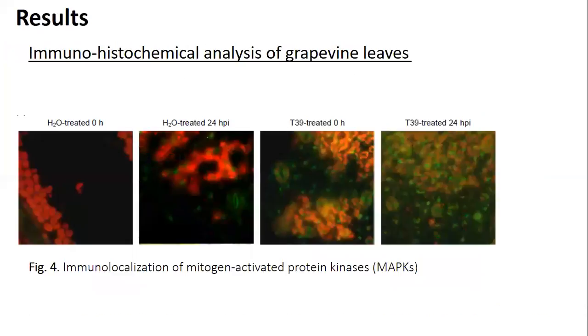The phosphorylated mitogen-activated protein kinases were activated at 24-hour post-inoculation in water-treated plants. Fluorescence intensity of total and phosphorylated mitogen-activated protein kinases was greater in T39 than in water-treated plants at 24-hour post-inoculation.